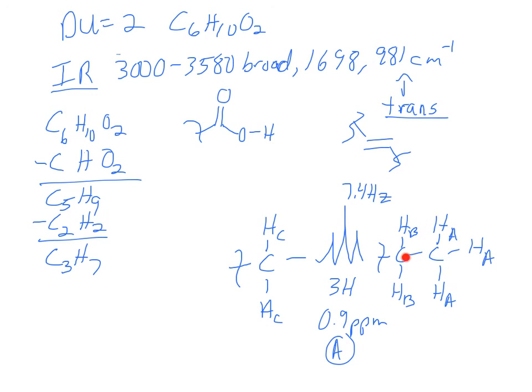Right? HB is split into a sextet. That means it needs to have 5 nearest neighbors. Here's 3, here's 2. HA is a triplet. It means it has to have 2 nearest neighbors. Now HC is going to be split by HB how? Into what? How is HC going to be split by HB? Into a triplet.